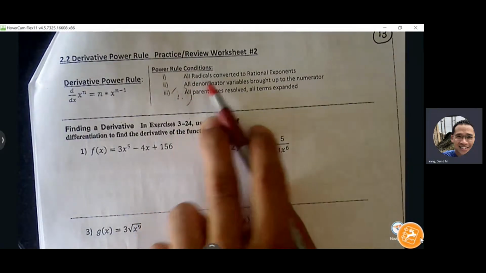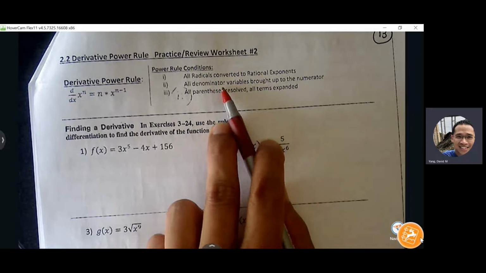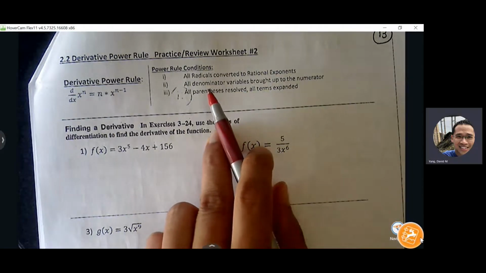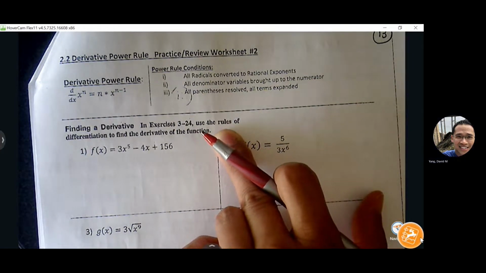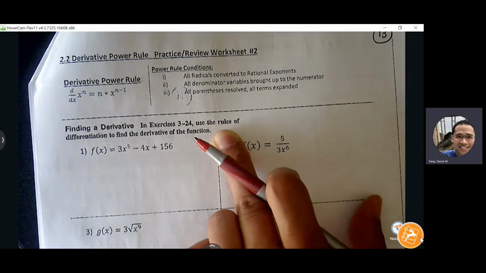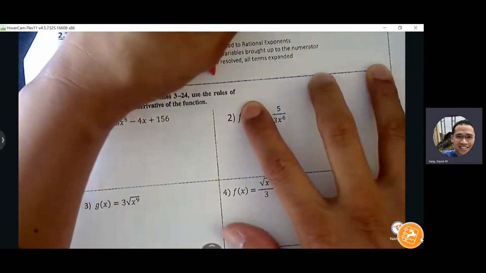All these are power rule problems. So look at your conditions here. Radicals converted to rationals. Denominator variables brought up. Parentheses resolved. All terms expanded. And then go ahead and try number 7. And then as a side note, sorry, how about this? As a side note to all parentheses resolved, let me add this additional note here.